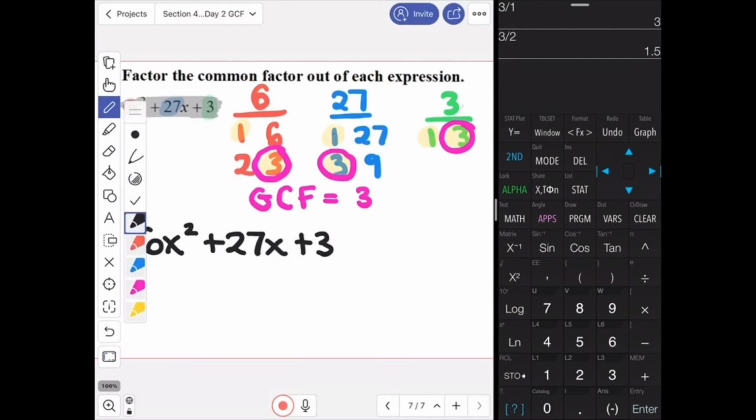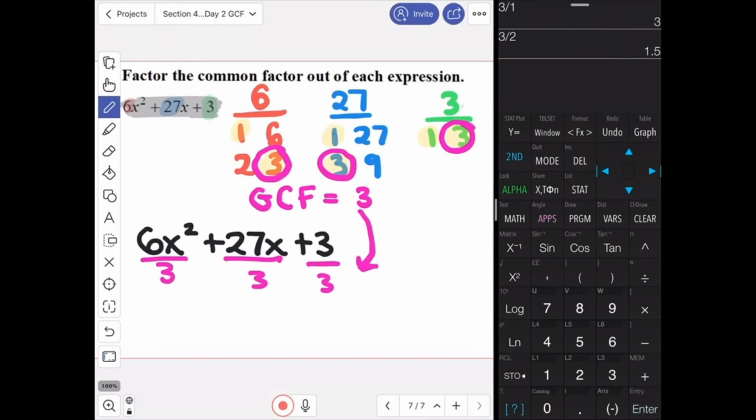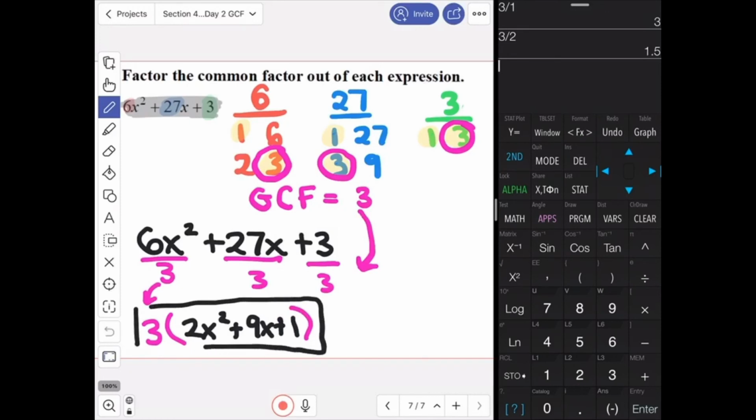I'm now going to divide all of my terms by this greatest common factor. And then that greatest common factor is stuck in front of the parentheses. So if I do 6 divided by 3, gives me 2x squared. 27 divided by 3 is 9, so it's plus 9x. And 3 divided by 3 is 1. So your answer is 3 times 2x squared plus 9x plus 1.